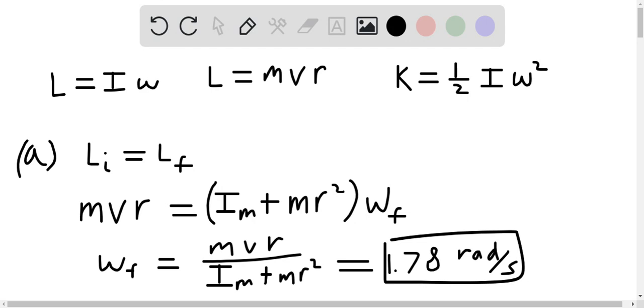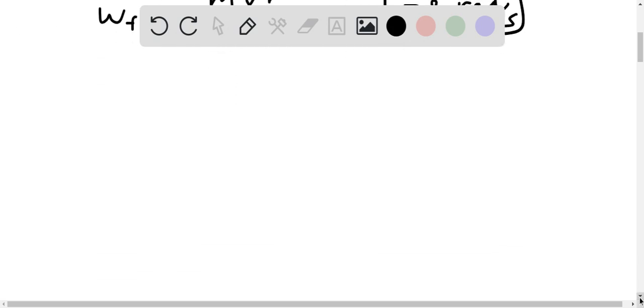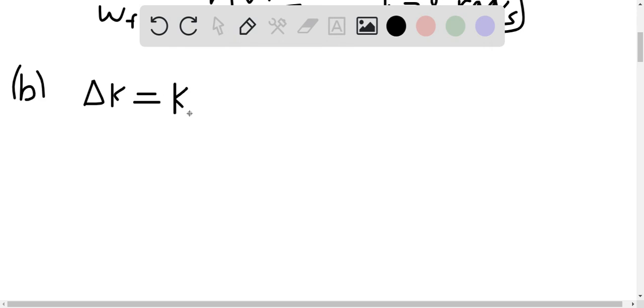For part B of this question, we are going to find the change in kinetic energy of the system consisting of the boy and the merry-go-round. Okay, so let's scroll down so we have enough room here. So the change in kinetic energy, delta K, is by definition the final kinetic energy minus the initial kinetic energy. So Kf minus Ki. Well, the initial kinetic energy is just the running boy, right? Because the merry-go-round is initially at rest. So this is 1/2 m v squared. Where again, m is the mass of the boy, 40 kilograms. V is the velocity that the boy is running, 4 meters per second.